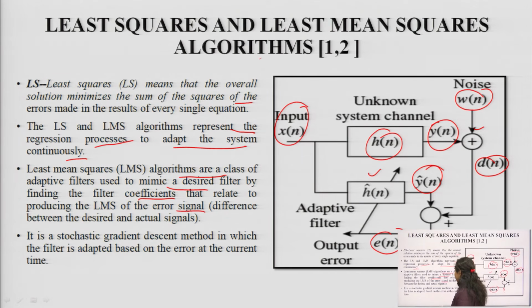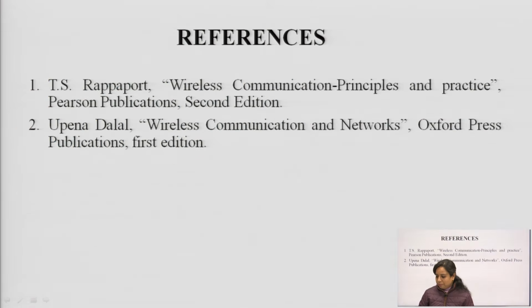So, the difference between the desired and the actual signals is there. It is a stochastic gradient descent method in which the filter is adaptive based on the error at the current time, as shown over here. So, this is the least mean square method.